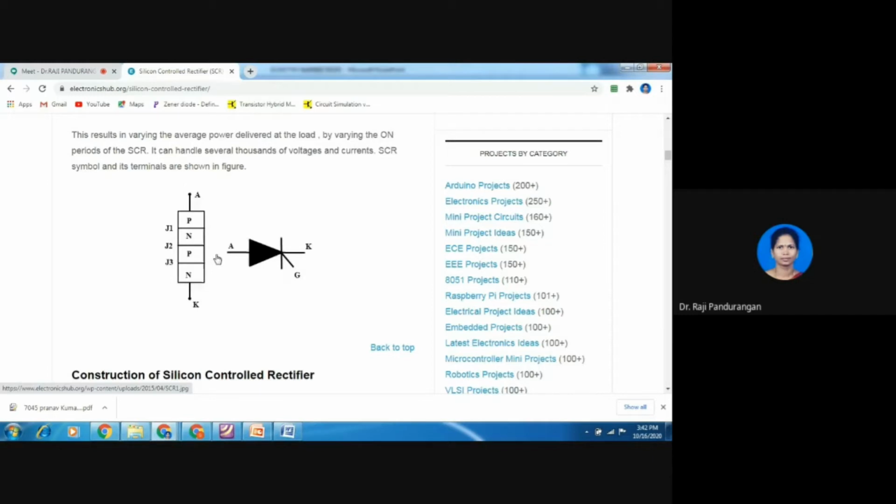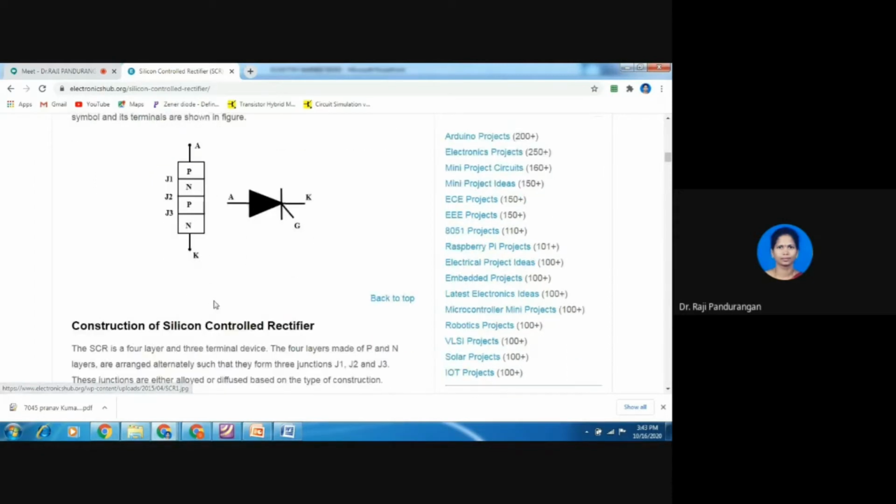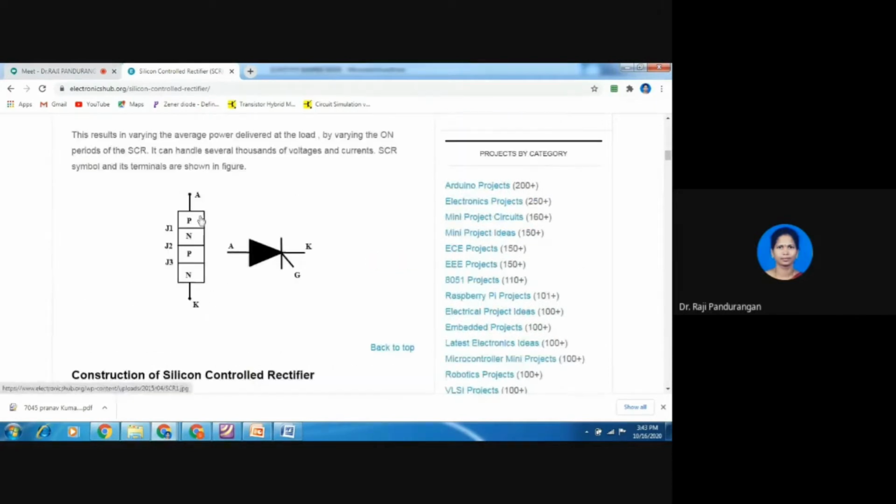Once we mention the gate, gate is the one which controls, isn't it? So gate is the one which controls the flow between anode to cathode. The current flow will be extended from anode to cathode with the help of the gate. So this is the symbol which is used.